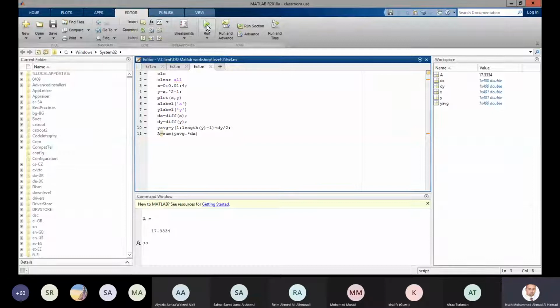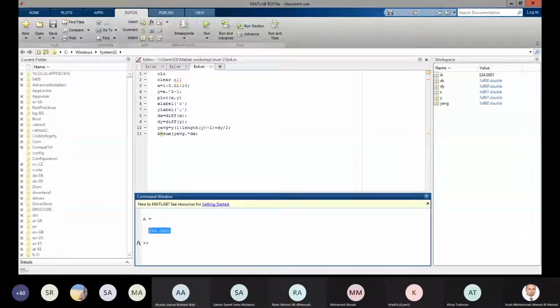So what if you need to change the boundaries of integration? You play here. So this can be the boundaries from 1 to 10. You are integrating from 1 to 10. So this is your final value of area, or your integration will be in this form.